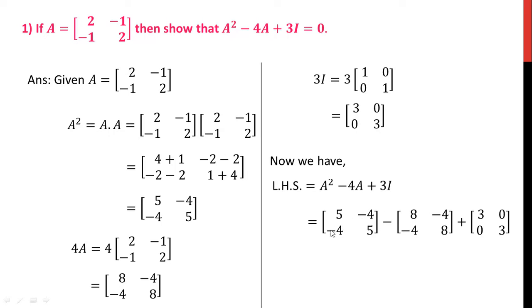Okay, then minus 4 plus 4 is 0, plus 0 is 0. Then 5 minus 8 is minus 3, plus 3 is 0. So if you observe this carefully, you will get the null matrix. Check this: add or subtract every element with the corresponding element of the other matrix. So we get the null matrix, that is equal to the RHS.